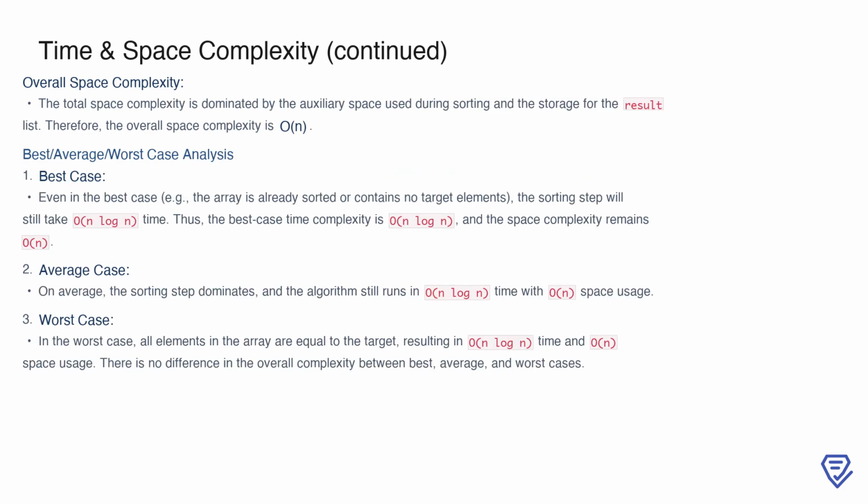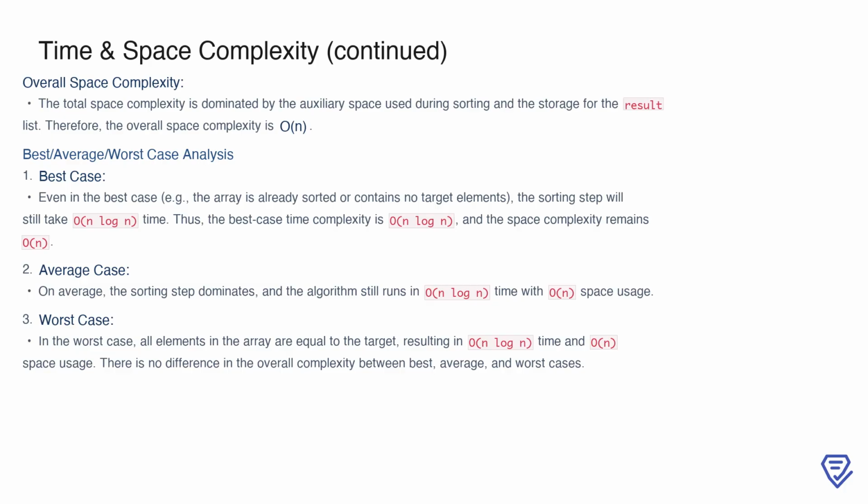Overall, the space complexity is determined by the auxiliary space required during sorting and the space needed for the result list. Both of these are O(n), so the total space complexity is O(n). Let's now examine the best, average, and worst case scenarios. In the best case, the array might already be sorted, or it might contain no elements equal to the target. However, the sorting step will still take O(n log n) time, as TimSort doesn't avoid sorting entirely even for already sorted inputs. The space complexity remains O(n) due to the auxiliary space and result list.